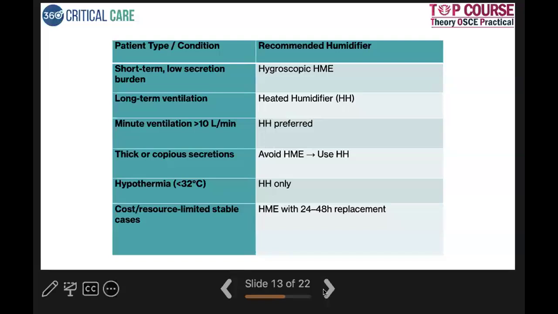So, as I said, short term, low secretion burden, go with hygroscopic. Long term, go with heated. Minute ventilation more than 10, heated. If there is thick copious secretion, heated. Hypothermia, heated. And in cost and resource limited settings, you can use HME. Okay.